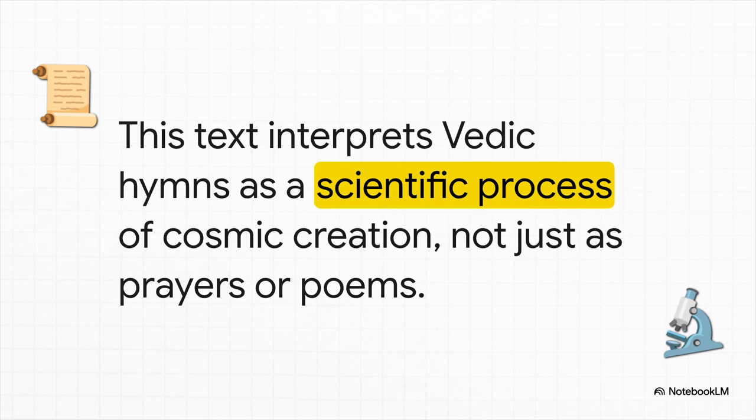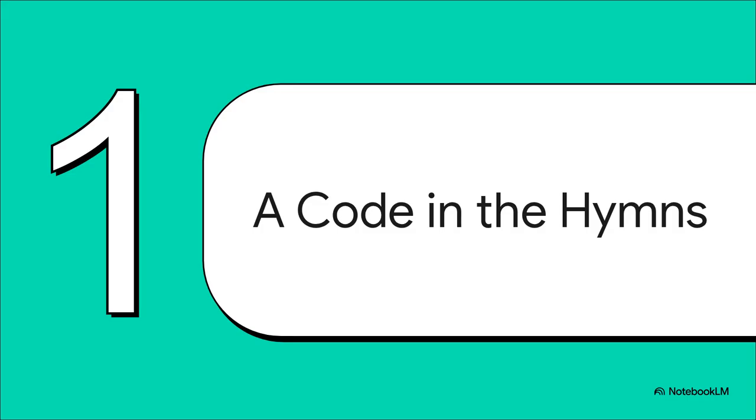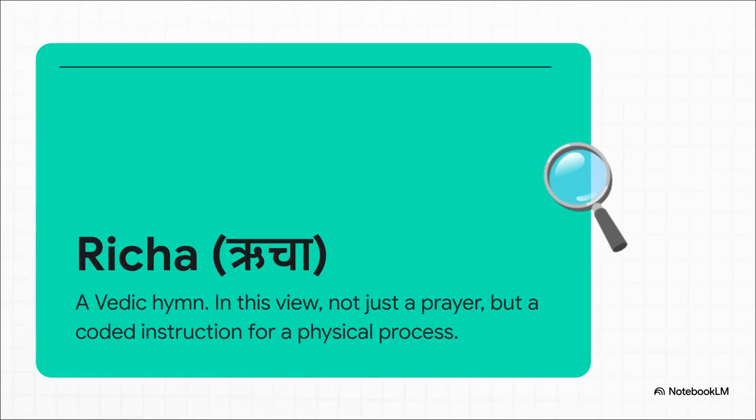So let's dive in. Okay, so if we're going to understand this blueprint, we've got to learn the language, right? We have to crack the code. And according to this theory, it all boils down to two really important ideas. Two concepts that supposedly turn simple words into cosmic action. First up, you've got the richa. Now, that's the Sanskrit word for a Vedic hymn. But in this view, a richa is not a prayer. Think of it more like a line of code, a specific instruction you'd give to the universe's operating system.